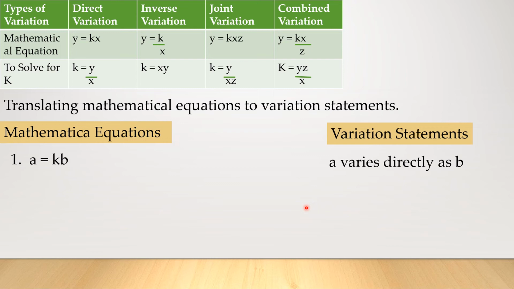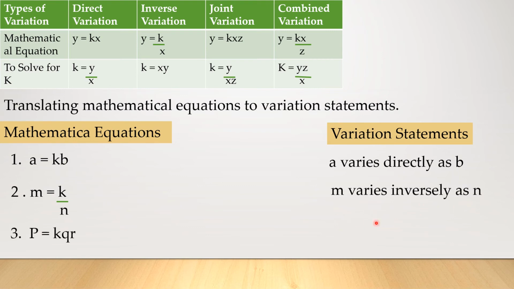Okay, you can pause the video if you want to answer it first, if you want to do it yourself. And play if you are ready. Okay, here we have M is equal to K over N. So what kind of variation is that? The other variable is in the denominator, which means it is inverse variation. How are we going to say the variation statement for inverse? That is, M varies inversely as N.